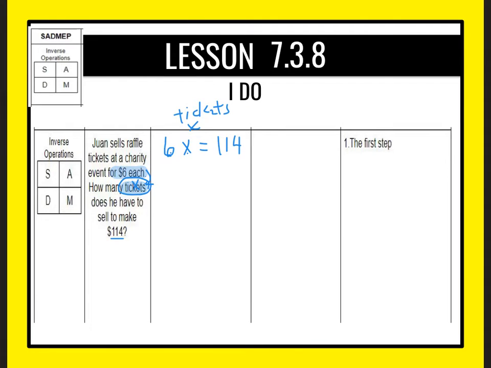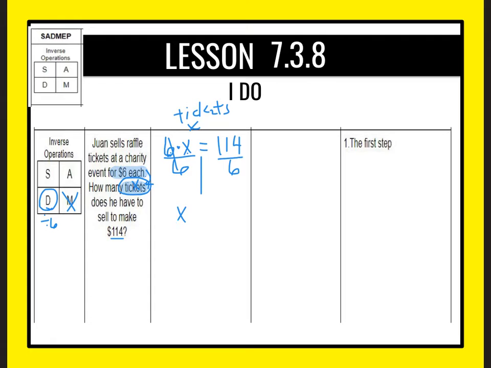In order to figure out how many tickets he has to sell to make $114, that's simple. I'm just going to divide, because 6 times some number of tickets will equal 114. So right here, I'm not going to multiply. I'm going to do the inverse of that, and I'm going to divide by 6 in order to figure that out. What I do to one side, I do to the other side.